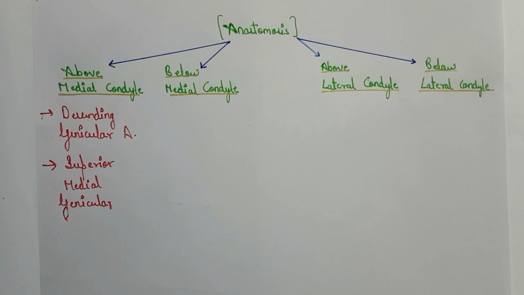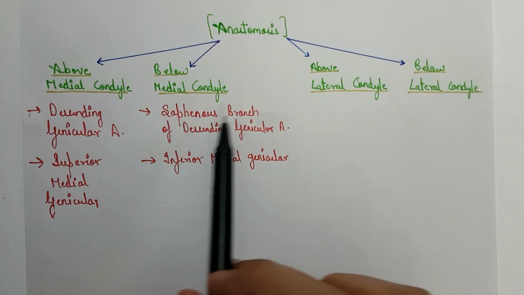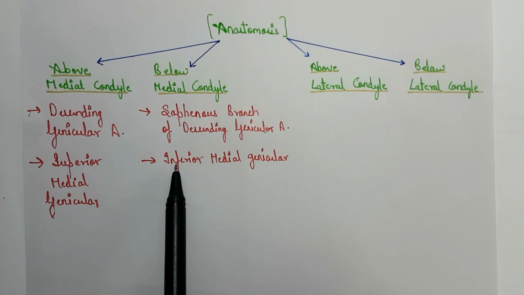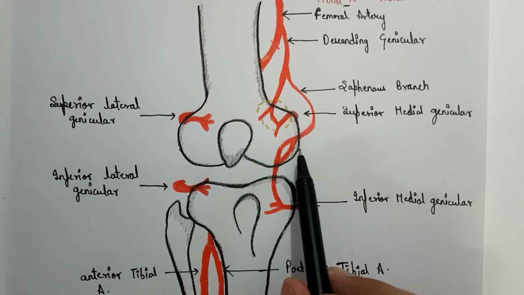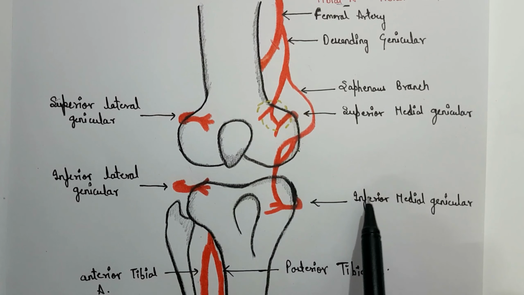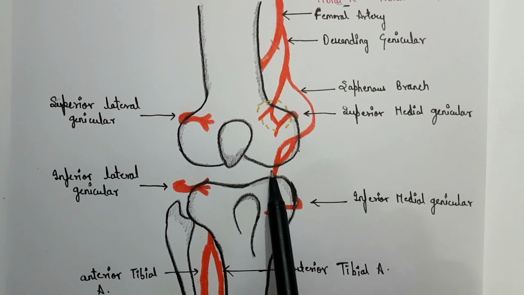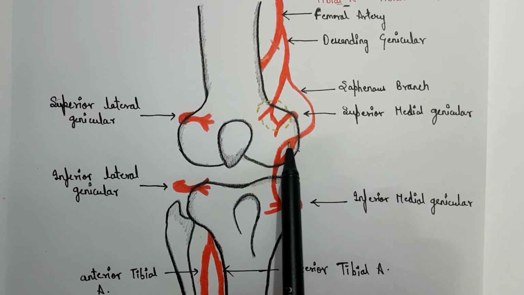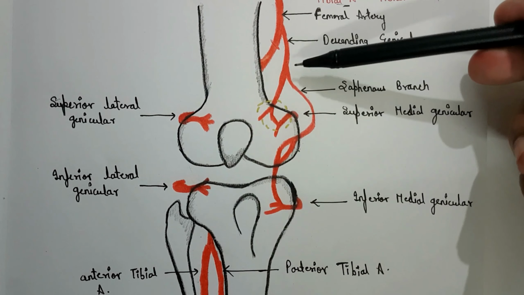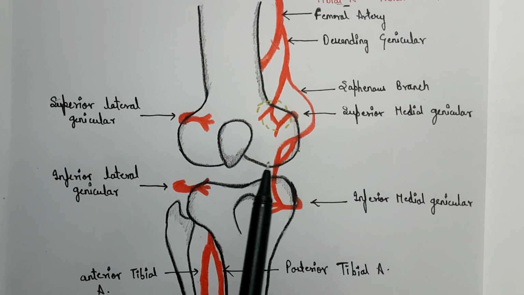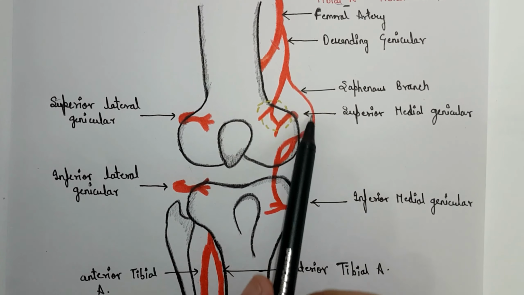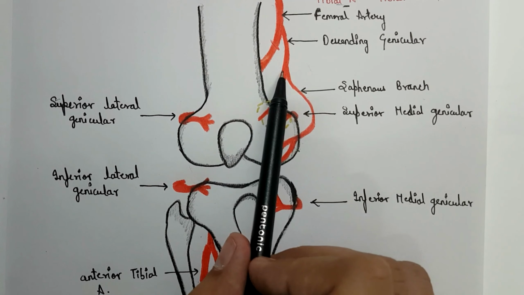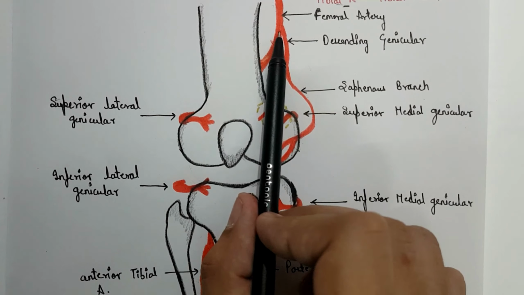Now let us talk about below the medial condyle. The arteries included are the saphenous branch of the descending genicular artery and the inferior medial genicular. Below the medial condyle, that is in this region, we see the anastomosis between the inferior medial genicular right here and the saphenous branch of the descending genicular artery. This is the saphenous branch, which is anastomosing below the medial condyle with the inferior medial genicular. You have to remember that saphenous is a sub-branch of descending genicular and descending genicular is further a branch of the femoral artery.